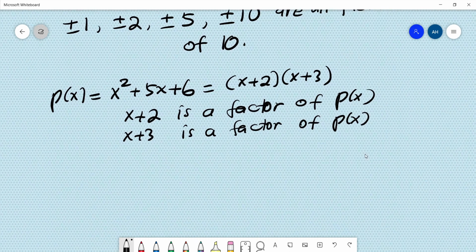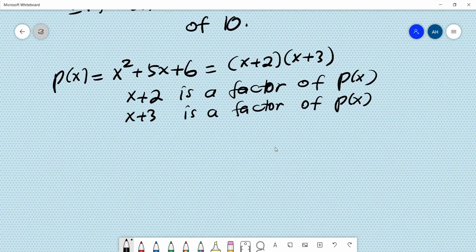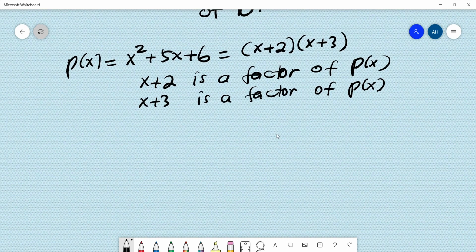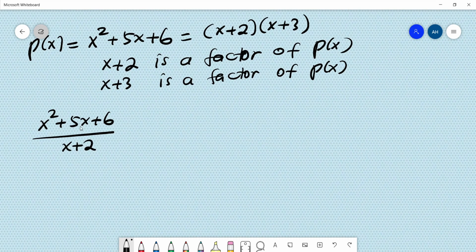Now how can we convince ourselves that these are factors of x squared plus 5x plus 6? Yeah, we show it by division. That is, when we divide x squared plus 5x plus 6 by any of these factors, for example, we take x plus 2, we want to show that the remainder is equal to 0, because we claim that x plus 2 is a factor of x squared plus 5x plus 6. Therefore, when it is divided by x plus 2, the remainder must be 0.